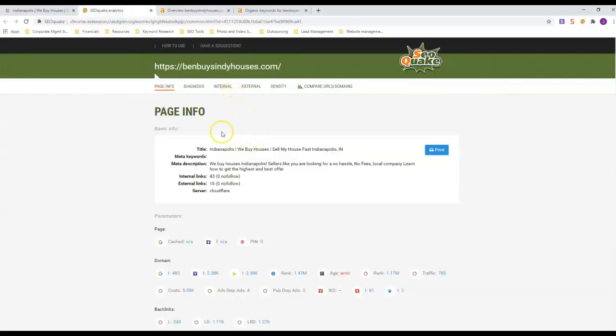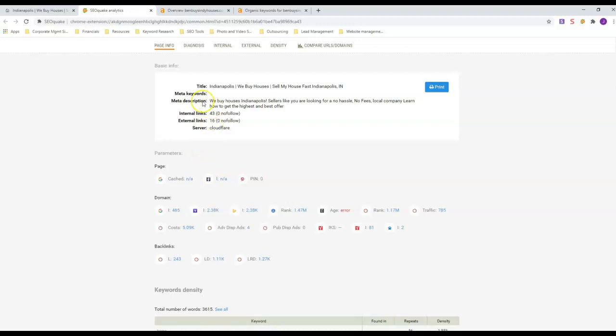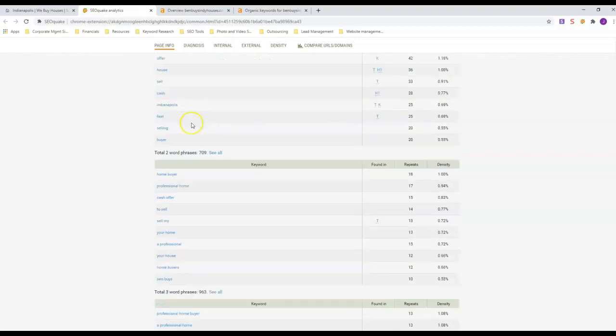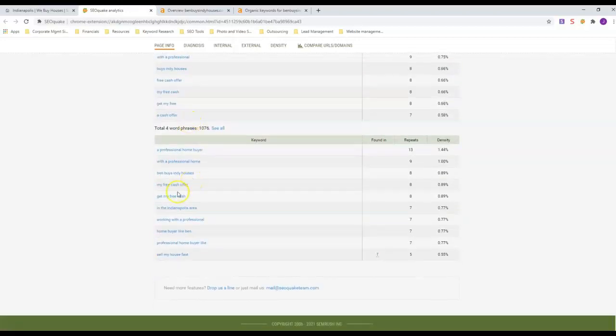This is SEO Quake. It's a free browser extension that you can get. In his title, he's got three keywords, plus the word Indianapolis in there twice. He's got two major keywords, We Buy Houses and Sell My House Fast, which anywhere in the real estate industry are usually your top two keywords. He also has We Buy Houses Indianapolis in his meta description. He's got the words local company, which I don't think he's ranking for. And then you can see how many of each keyword he has in here.